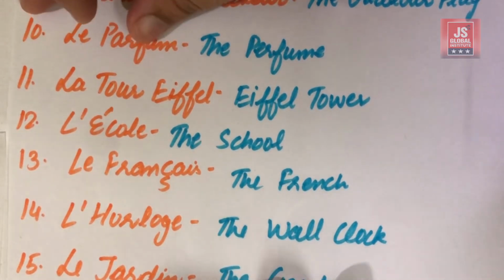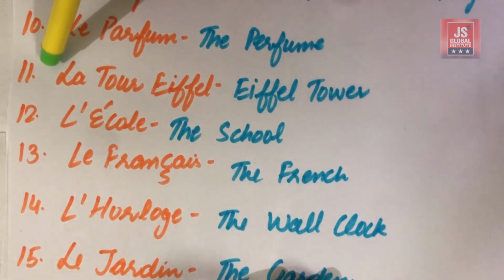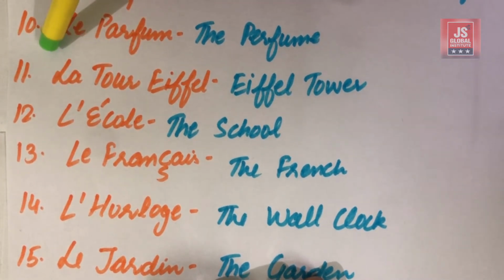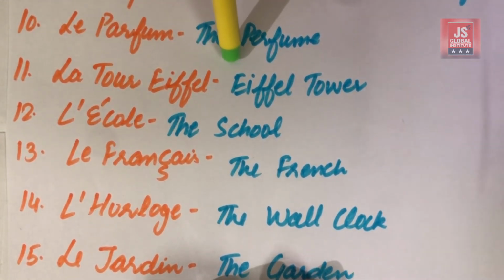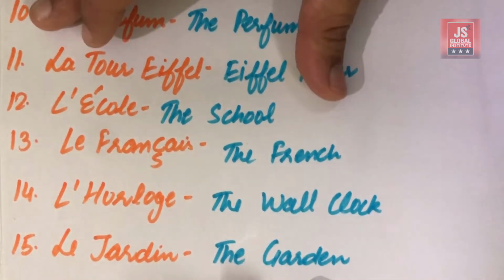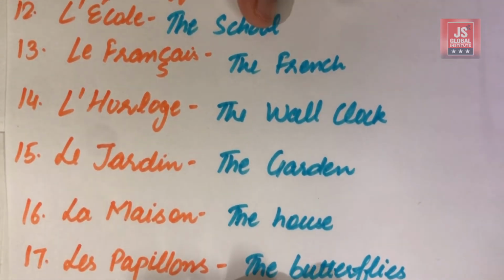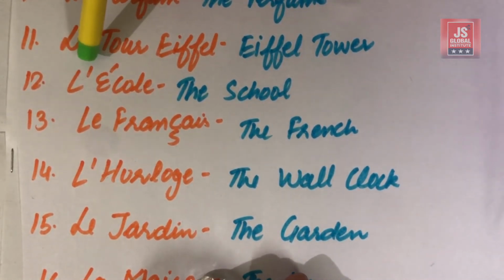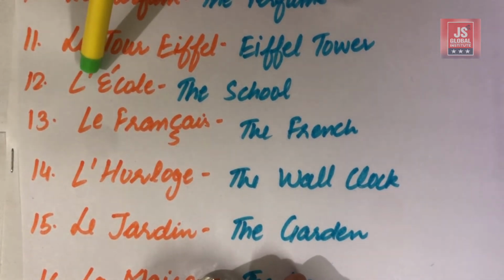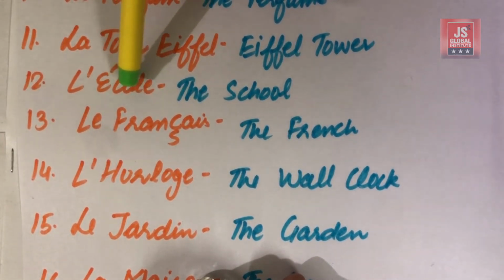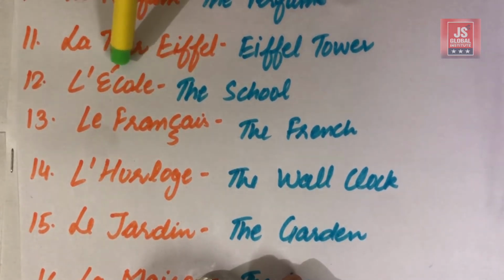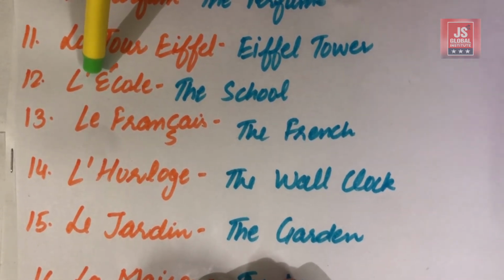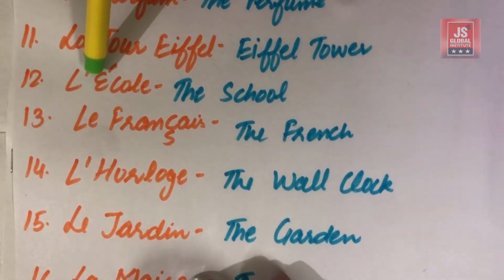Alright, so the definite articles are very important even for the monuments. La is used over here and it becomes la tour Eiffel, that is the Eiffel Tower. Okay, next is number 12, l'école. How it is written: this is L apostrophe E accent aigu COLE. Alright, so this is the school. As E is a vowel, accordingly L apostrophe is used over here.